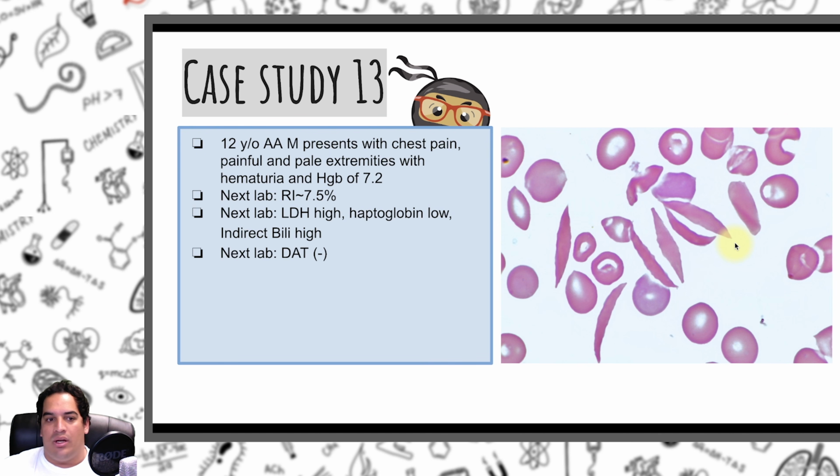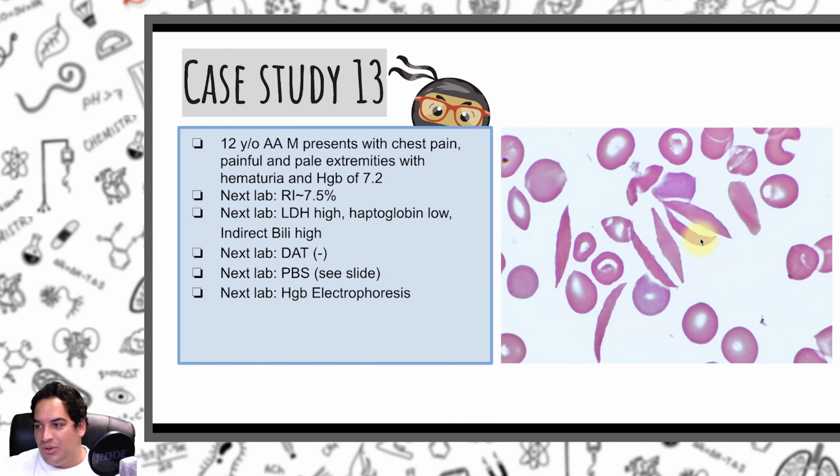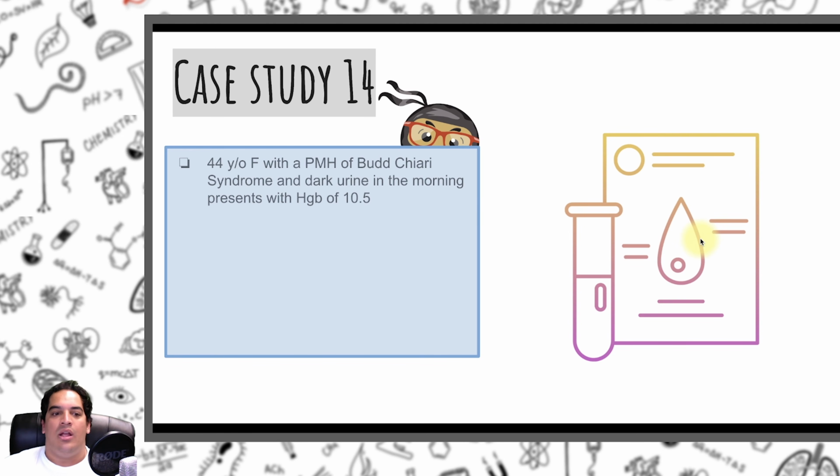How do I know? Look at the history and peripheral blood smear. History. He's young. He's African American. He's got chest pain, painful, pale extremities, and hematuria. Huh. Could it be like a sickle cell kind of crisis, like a vaso-occlusive crisis? It could be. How do I add on to that? Peripheral blood smear. What does it look like? Sickle cells. What do I likely have? Sickle cell anemia. How do I confirm it? Hemoglobin electrophoresis. It's positive. What's my diagnosis? Sickle cell anemia. Woo!